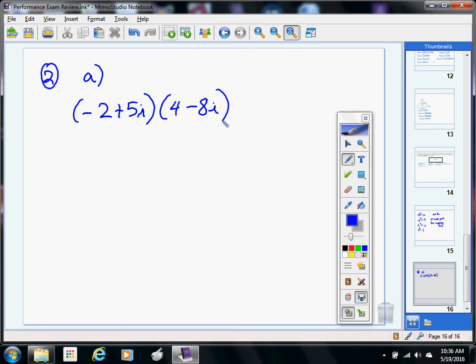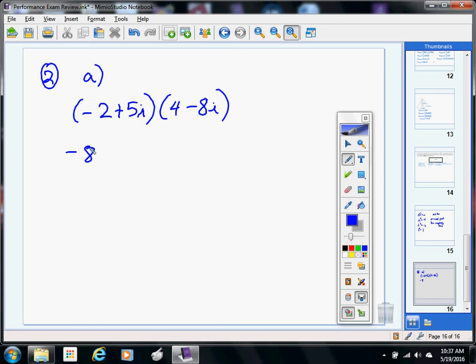Guys, pick up your calculator. Push mode. Go down to a plus bi. Type in parentheses -2 plus 5i times 4 minus 8i. Hit enter. It'll give you what the answer is. The way it does that, though, that's what I want you to be able to show me. I want you to not just tell me the right answer, guys. I'll let technology be used to give you the right answer.